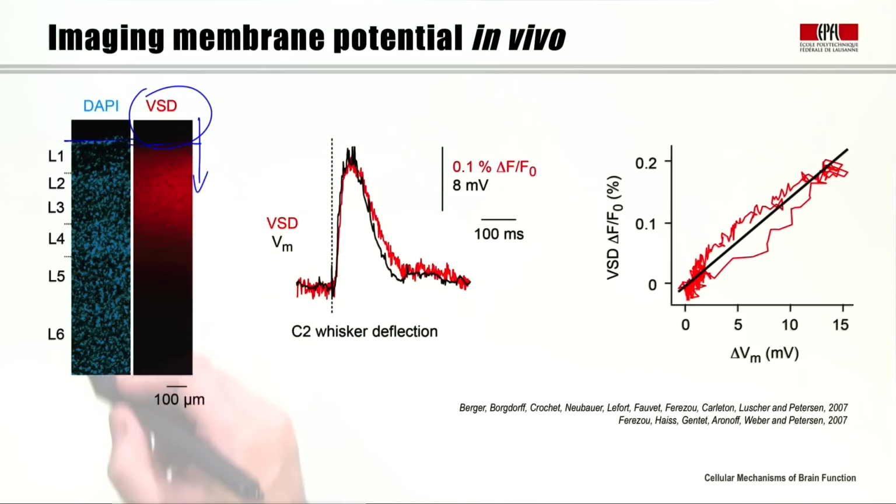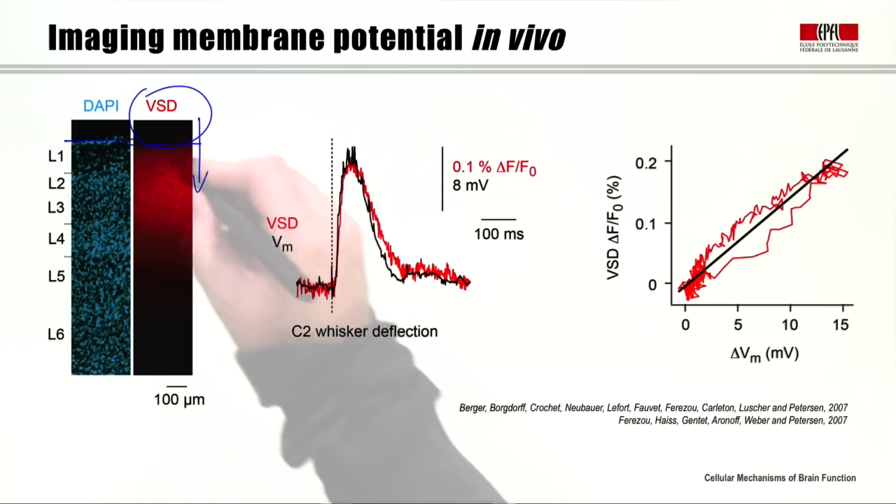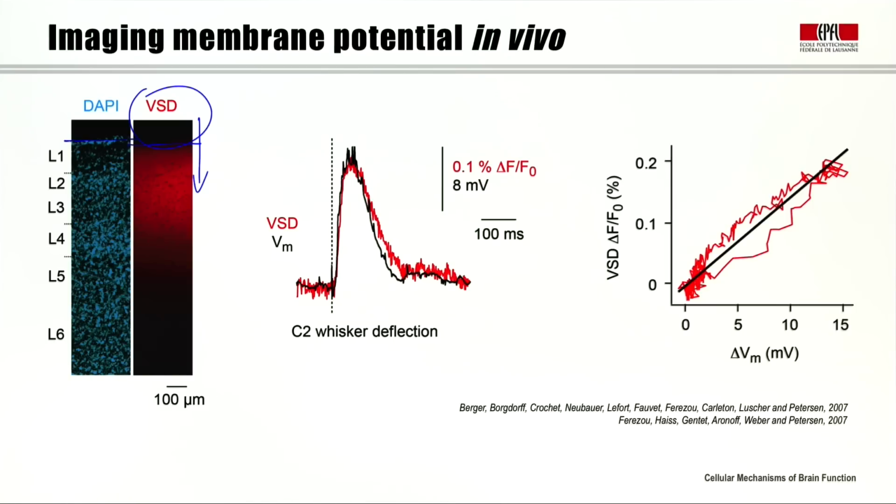So this is the full extent of the neocortex here, visualized with DAPI to see where the cell bodies are, where the DNA is of the nuclei of different cells, and the voltage-sensitive dye stains roughly the upper half, 500 microns or so, of the surface of the neocortex.